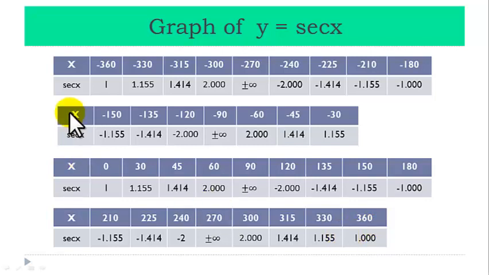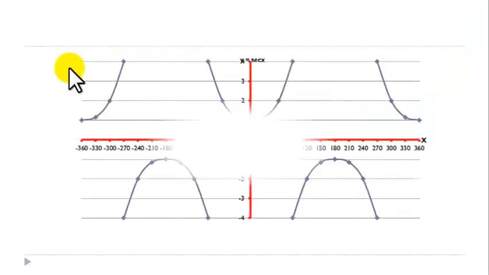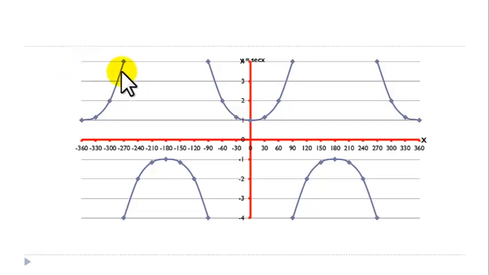We are now ready to plot sec x on the vertical axis against x on the horizontal axis. And this is the plot. So this is the graph of y equal to sec x.